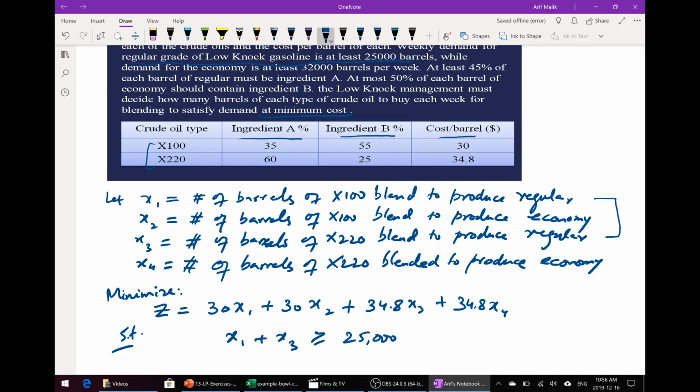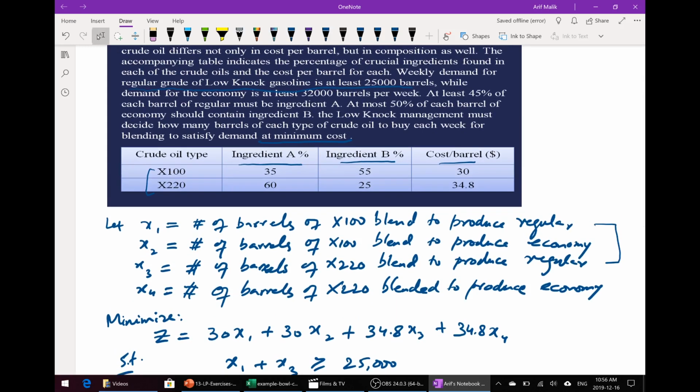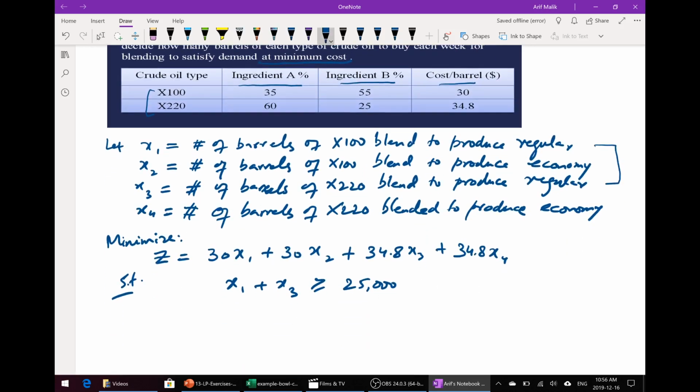And then we have, in the same way, the weekly demand for economy is at least 32,000 barrels per week. So we can say that X2 and X4 are used to produce economy. X2 plus X4 should be greater or equal to 32,000. This is weekly demand.